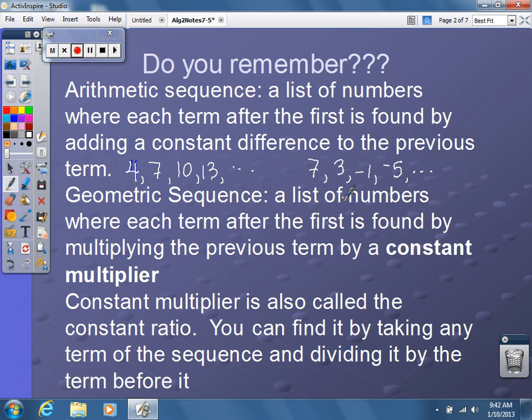Okay, a geometric sequence is a step harder, which makes sense because geometry is a step harder than arithmetic, even though this is called arithmetic. So geometric is going to be a little bit harder. This time, instead of adding and subtracting each time, we get it by multiplying.